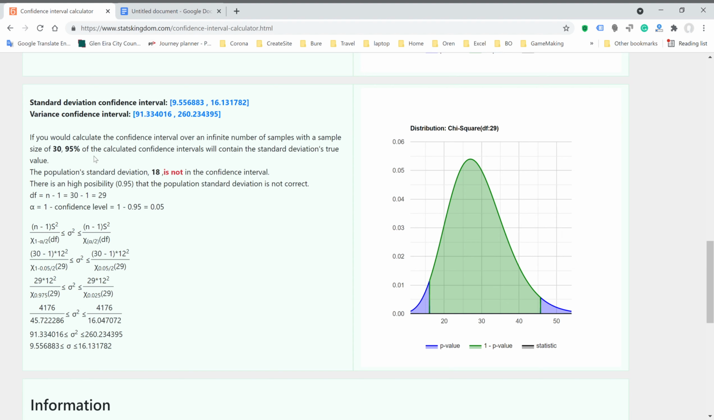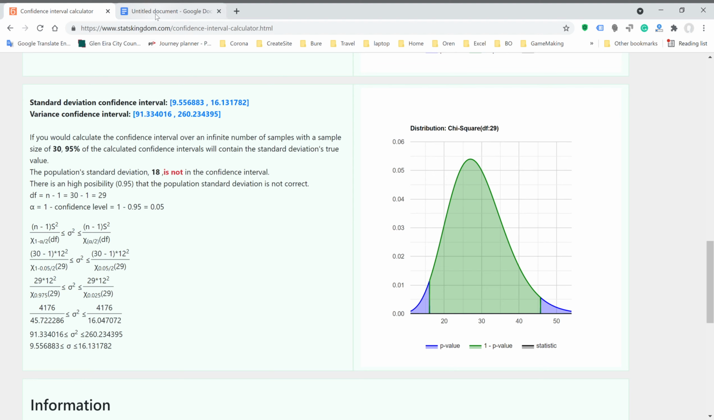And also, we have some information about the standard deviation confidence interval and what it might mean. Now, since the population standard deviation, 18, is not in the confidence interval, there's a high possibility that the population standard deviation is not correct. And that's what we can learn from that.